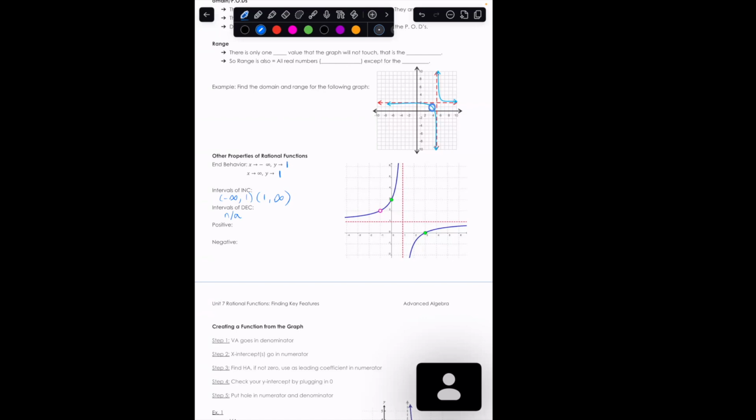All right, positive. So where is the function positive? These are all positive y values. And these are all positive y values. These right here are negative y values. So we're going to start from the left, negative infinity, up until 1. These are all positive.